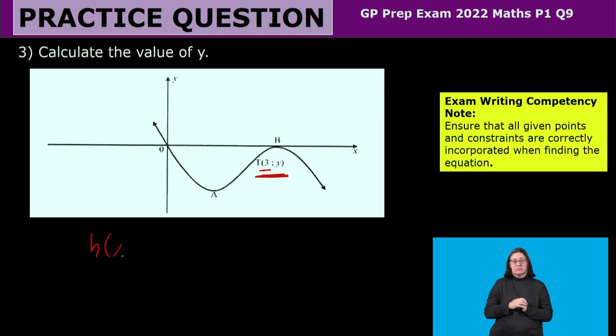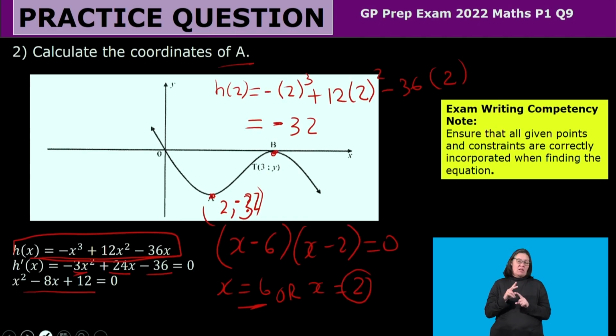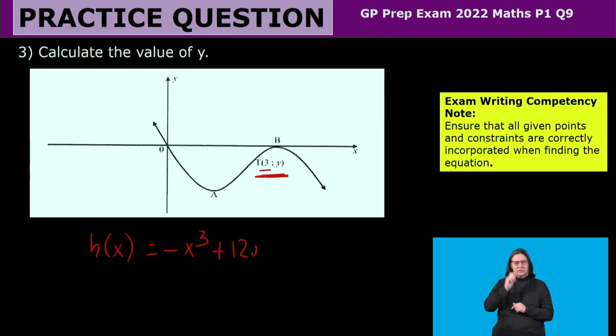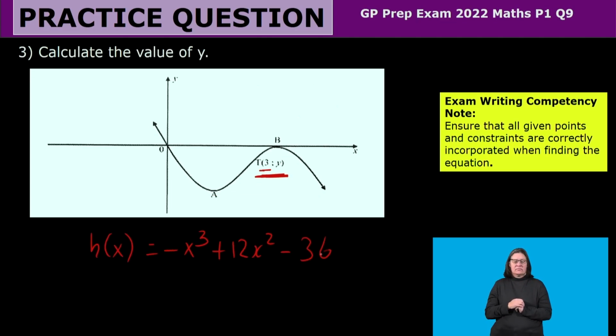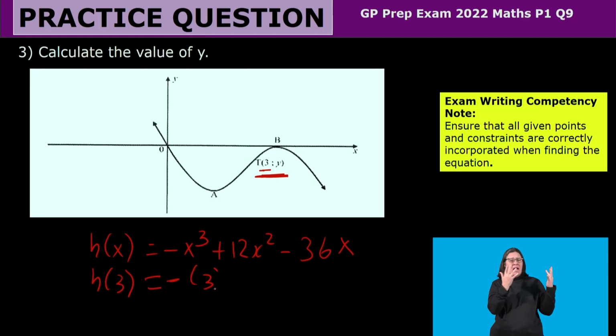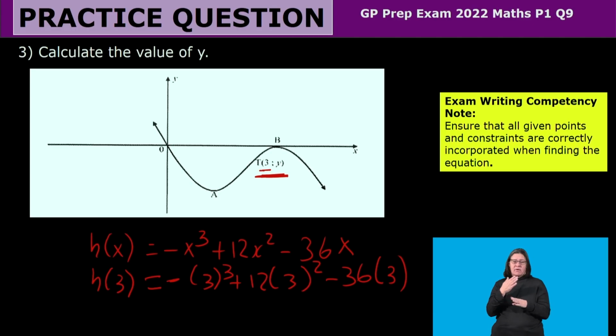So let's just remind ourselves what that was again. It was minus x cubed plus 12x squared minus 36x. Okay, we know that the x value is 3, so we're simply working out a function value here. This is marks up for grabs. It's really just simply a matter of calculator work. You don't have to do anything besides show the substitution and then use your calculator to work out the function value. Okay, let's quickly do that.